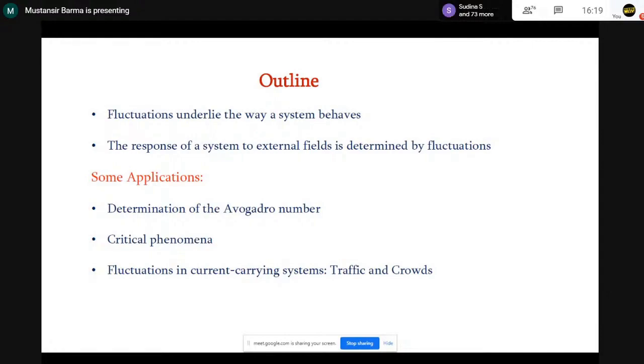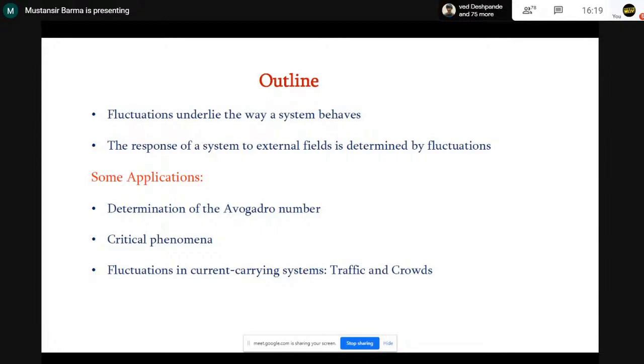And finally, I'll talk about fluctuations in current-carrying systems, systems that carry a current. Now, when you tell a physics audience there's a system which carries a current, they think of electrons in a wire, something like that. But my systems are going to be different. They're going to be cars on a road. If you think of a road and cars moving by, there's a current of vehicles going by. Or if you think of a crowd at Churchgate station moving towards the train, there's a current of people moving in that direction. And I'll tell you a little bit about fluctuations in current carrying systems vis-a-vis traffic and crowds.